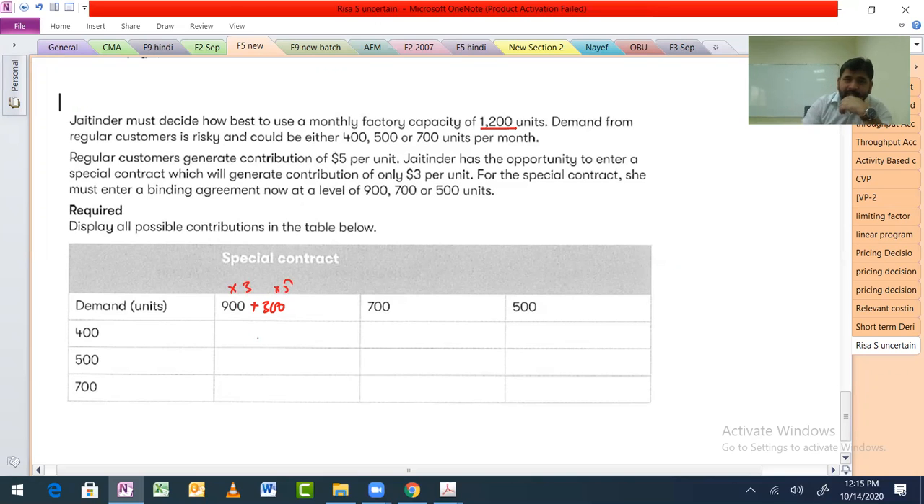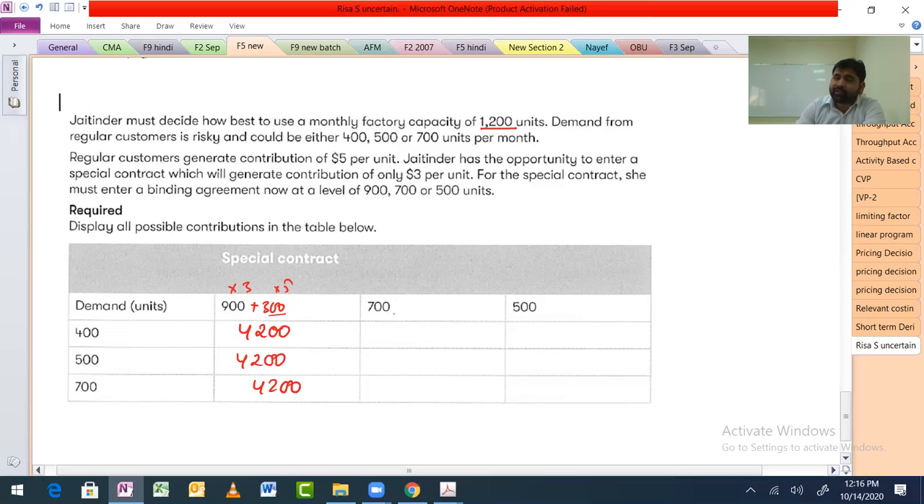42, I think. So 4,200 is the contribution I will be getting in all the cases, because whatever the demand, I am making only 300 units for regular customers. So this is the profit in all the cases. Are we fine with this? It's 4,200, 4,200 only. Yeah, 4,200, you are right. Done. Can we move forward?